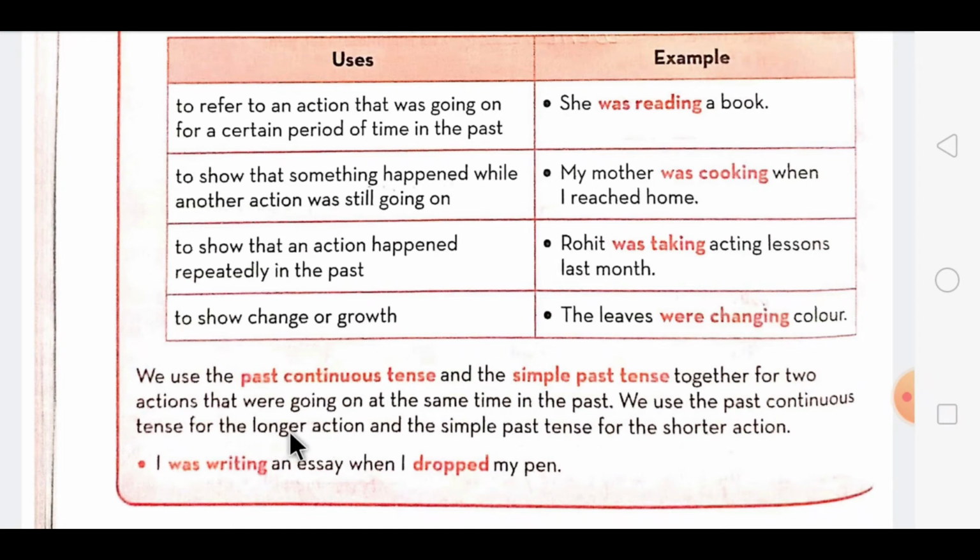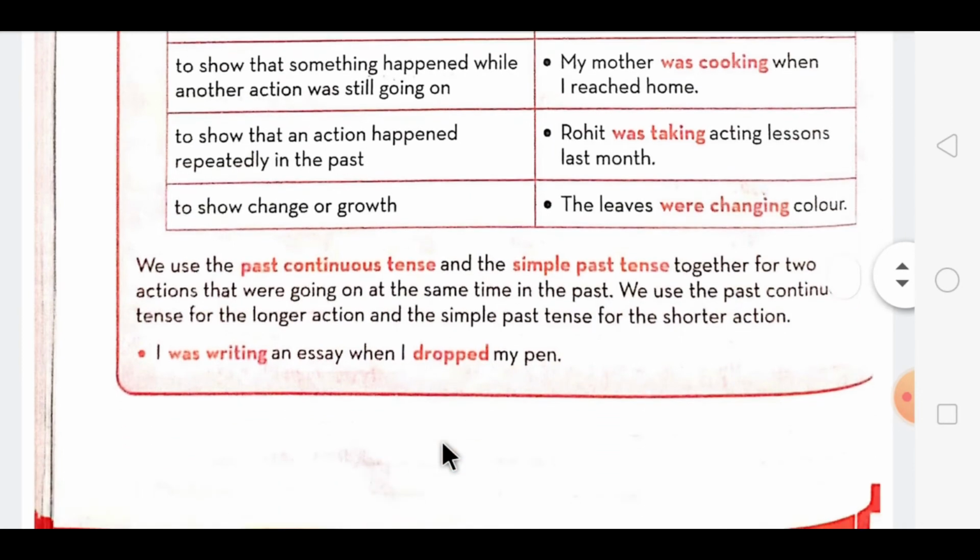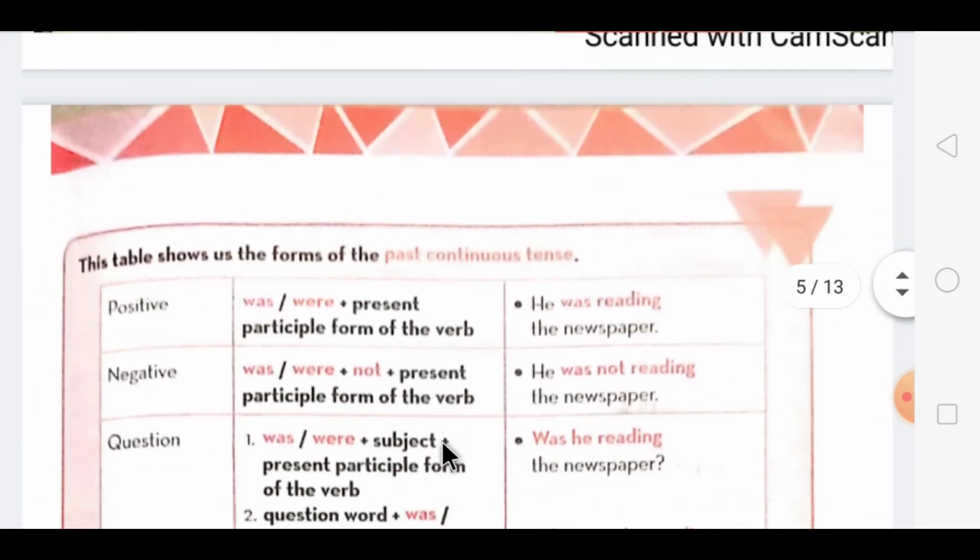जो लंबा एक्शन है उसके लिए हम पास्ट कंटिन्यूस टेंस यूज़ करते हैं, और जो छोटा एक्शन है उसके लिए हम सिंपल पास्ट यूज़ करते हैं. Then, as the example is given over here, "I was writing an essay when I dropped my pen." जैसे dear students, writing an essay लंबा एक्शन है इसलिए हमने उसके साथ past continuous tense यूज़ किया, and dropping the pen एक छोटा एक्शन है, तुरंत हो जा रहा है, तो उसके लिए हमने simple past tense यूज़ किया.